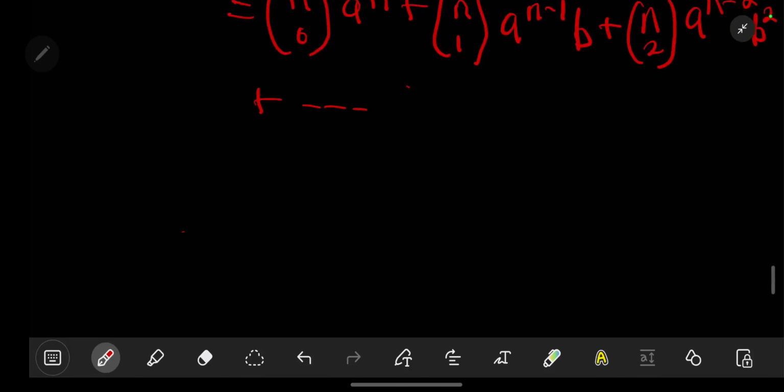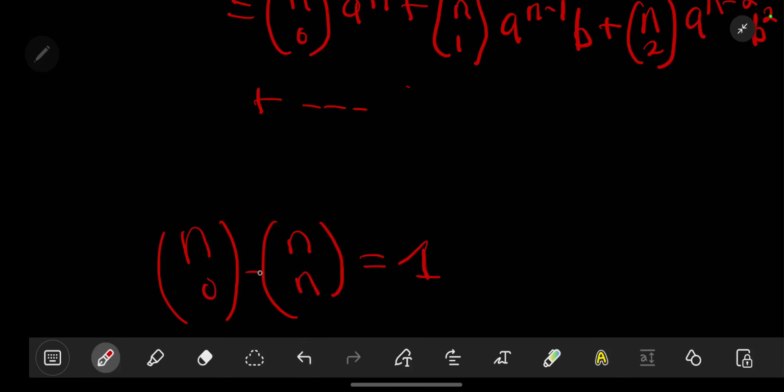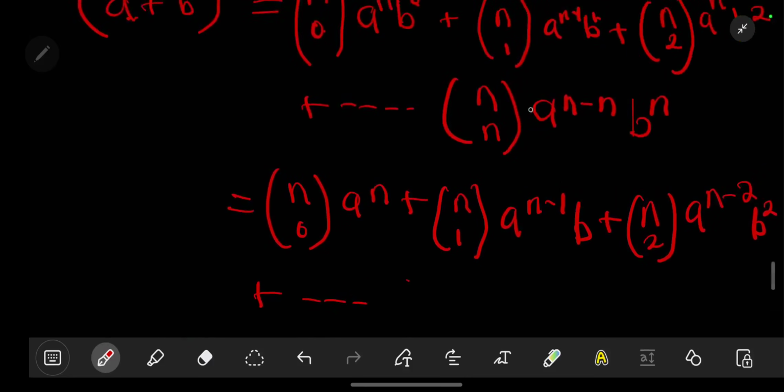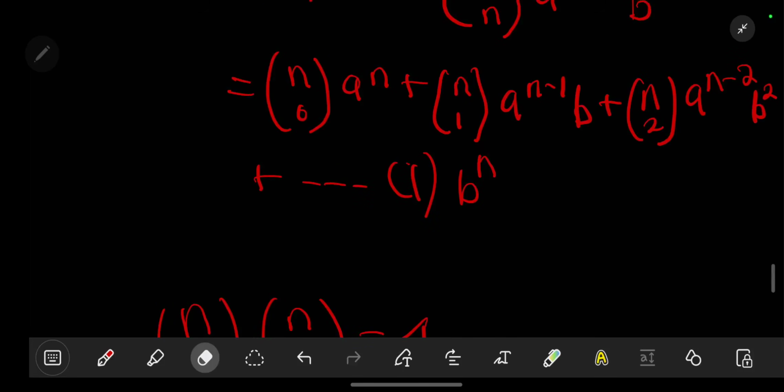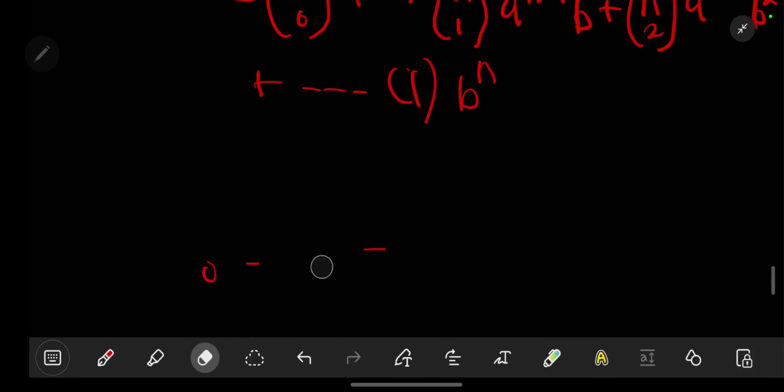Now one thing that you need to know is n combination 0 and n combination n are equal to 1. So 1 times a to the power of n minus n, which is a to the power 0, n minus n is 0. Then you have your b to the power of n, which in this case is just 1. Now with letters it might be a bit difficult for you to understand, but let's now involve numbers.